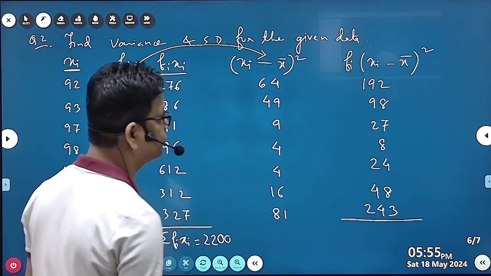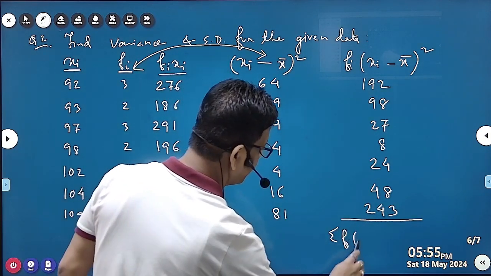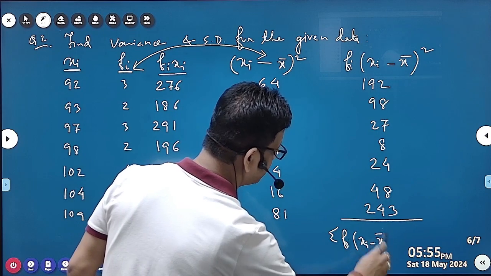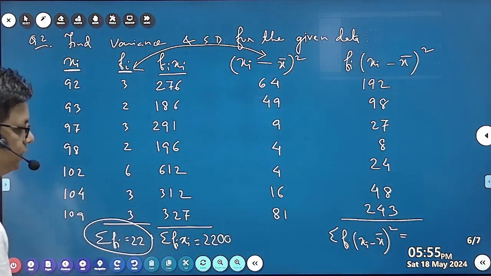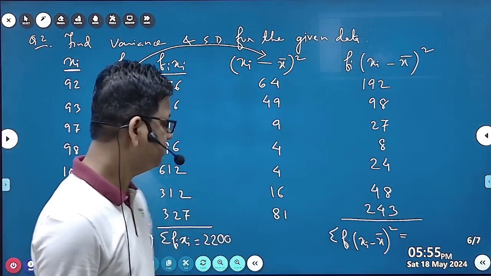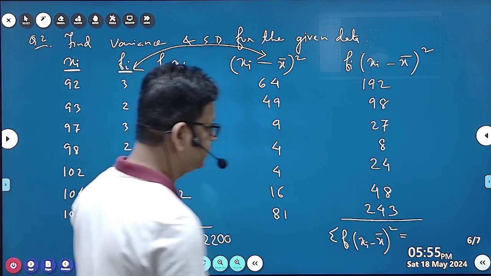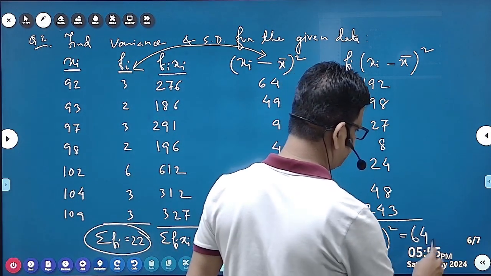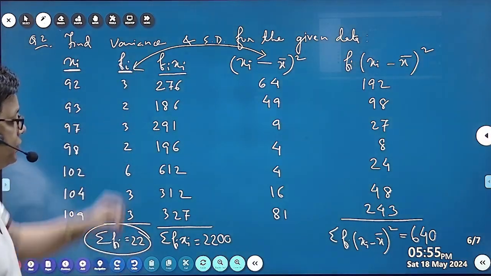Now we need to add this column. It will be the summation of fi xi minus x bar whole square. Please add this. This one is already ready. We just have to put it in the formula. How much is this? 640. Now everything is ready to get the standard deviation and variance.